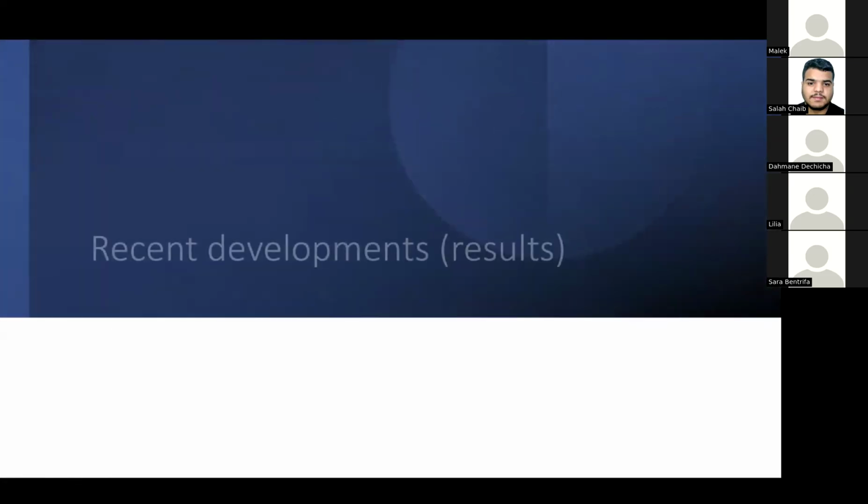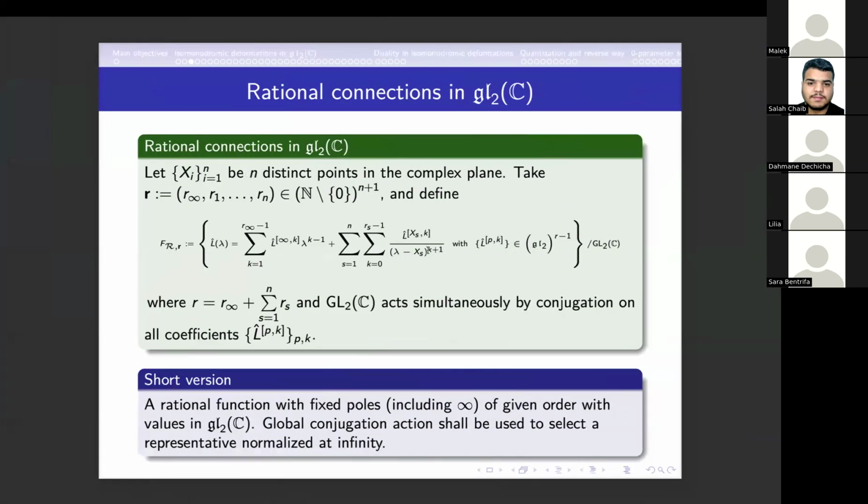So let me now go to recent developments and the results. For that, I'm going to need to change the slides to a presentation that I gave also recently, which is actually this presentation. So first of all, rational connections in GL2C.